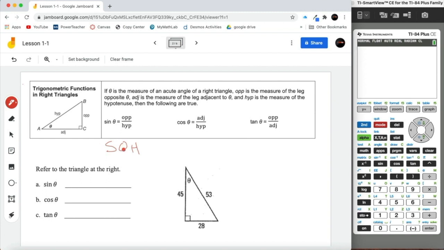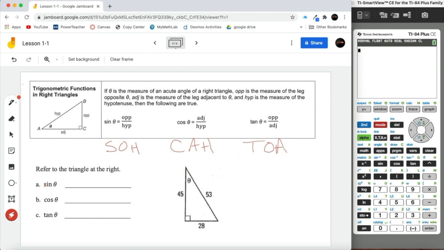So sine is opposite over hypotenuse, cosine is adjacent over hypotenuse, and tangent is opposite over adjacent, SOH CAH TOA. So if we have a right triangle, what we're supposed to do is focus all of our attention on some sort of angle measure. Usually they use this Greek letter theta to represent the angle that they're talking about.